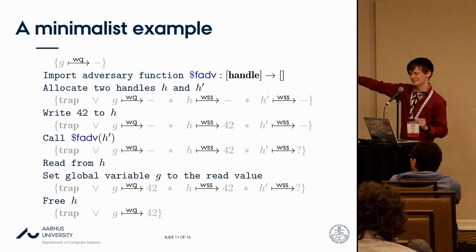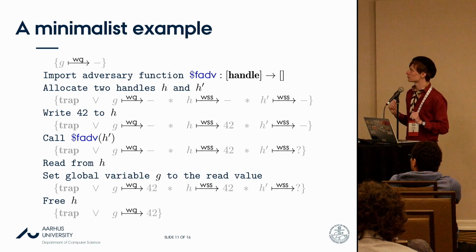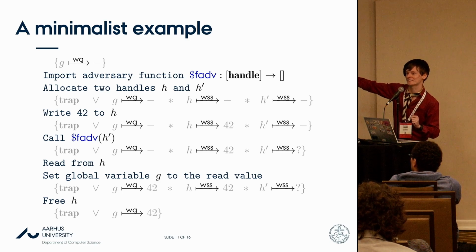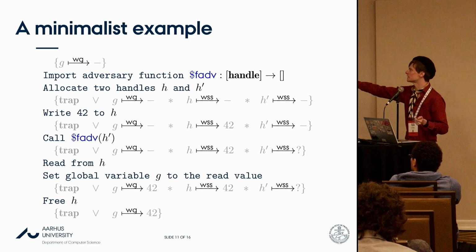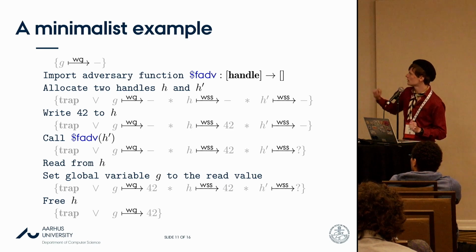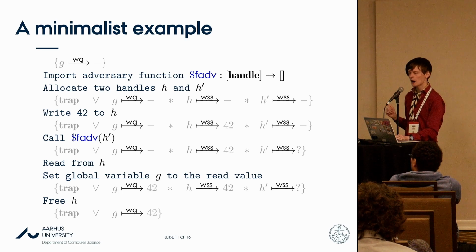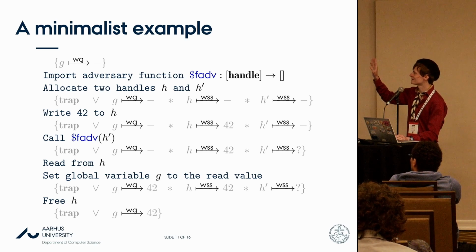Then there's the interesting line. The most important and difficult one is the call to the adversary. And I'll say a little more on the next slide about that. But if you can trust me that I can get to that next line, then it's easy to conclude. When I read from h, I just inspect that resource corresponding to those areas in memory. I set my global variable g by simply modifying my g resource, and I end up with the triple I wanted. Now, how do I reason about this call to fadv that I know nothing about?